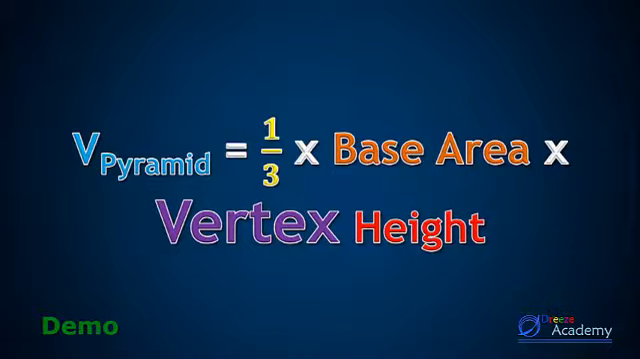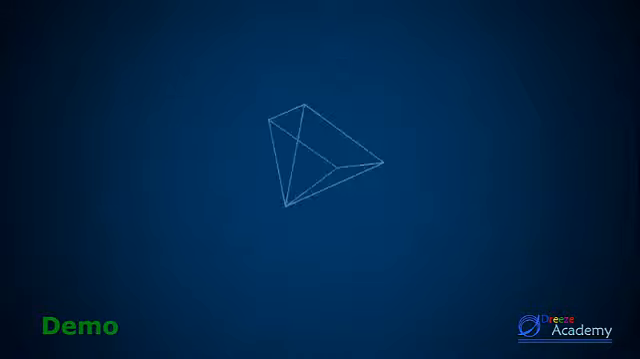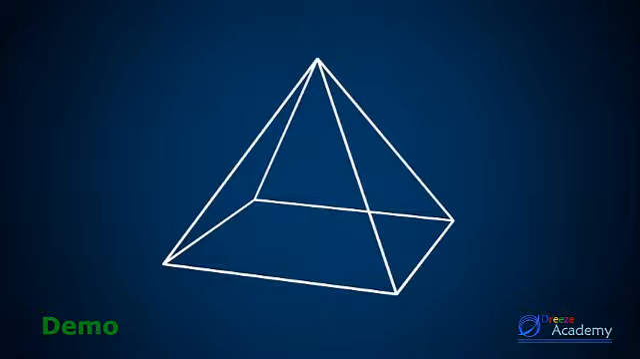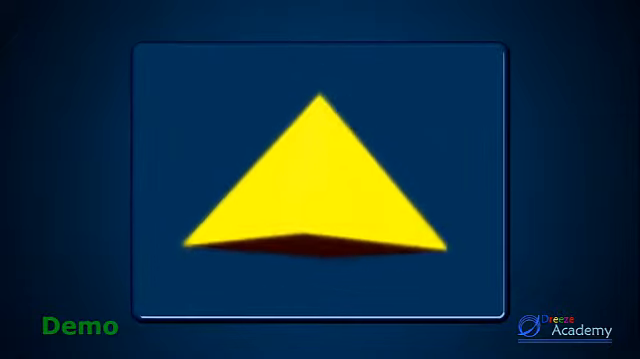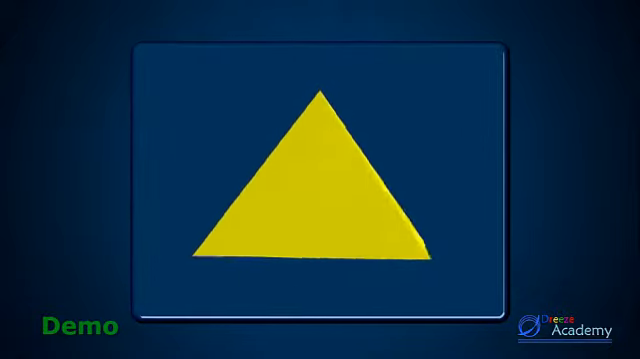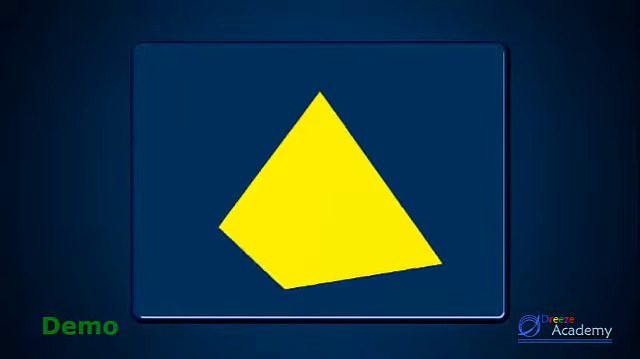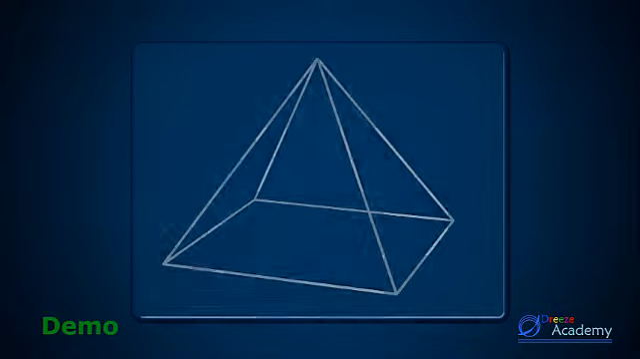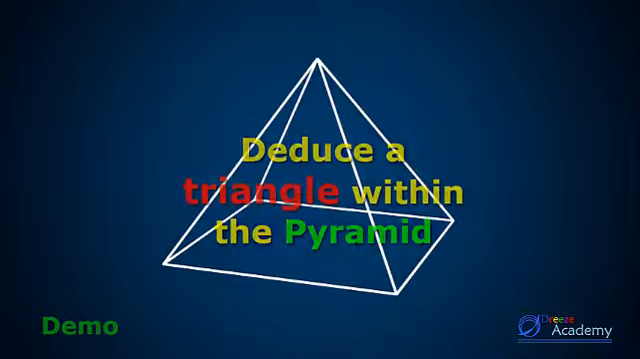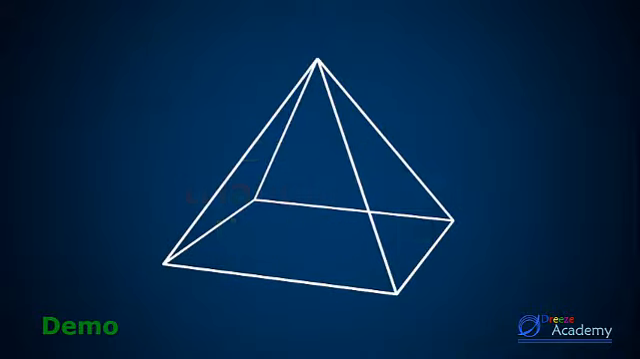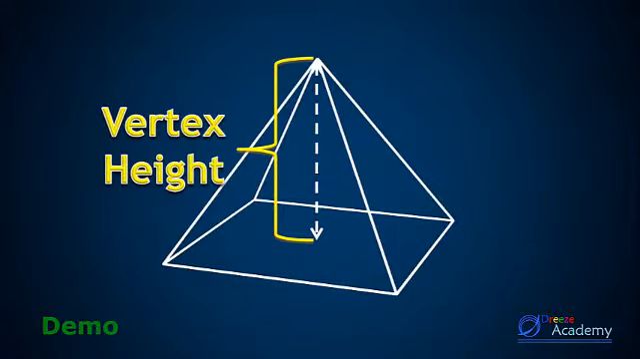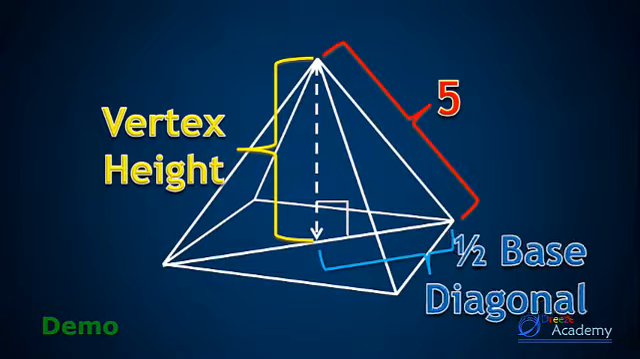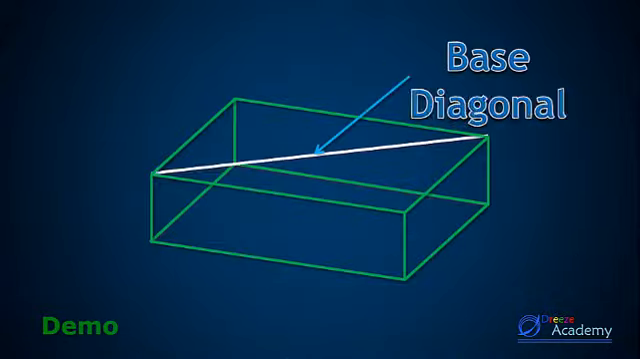Good question. We need to position the pyramid in such a way that a known mathematical principle can be applied to solve the height. So think, how do we do this? Can we deduce a triangle within the pyramid that connects the vertex height we're looking for, the slant height we were given, and half of the base diagonal, where the base diagonal can be derived from the given dimensions of the cuboid below the pyramid?